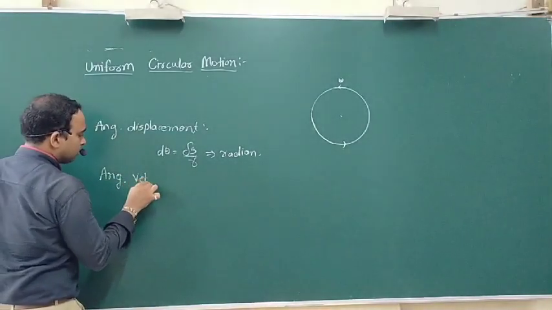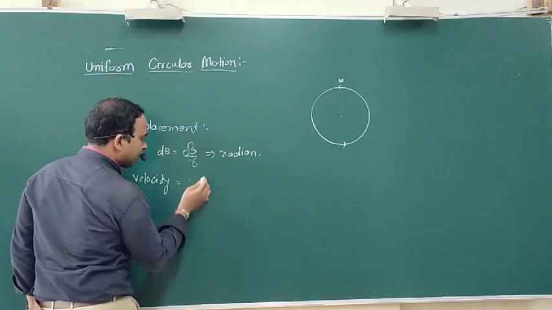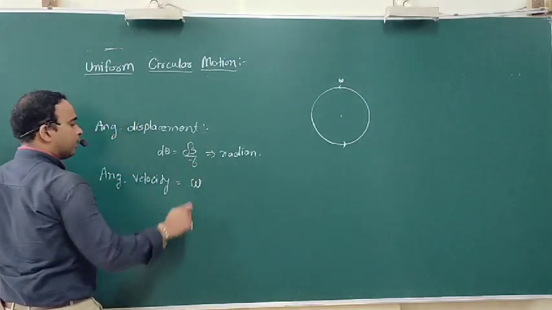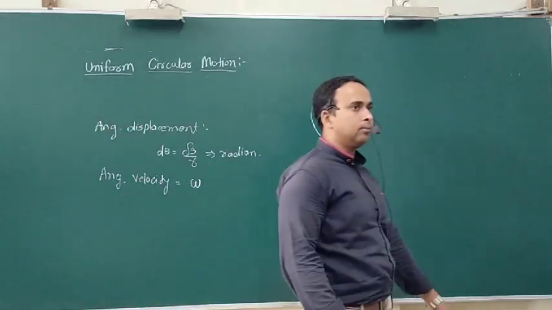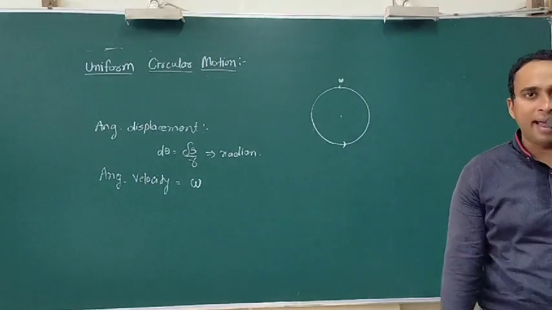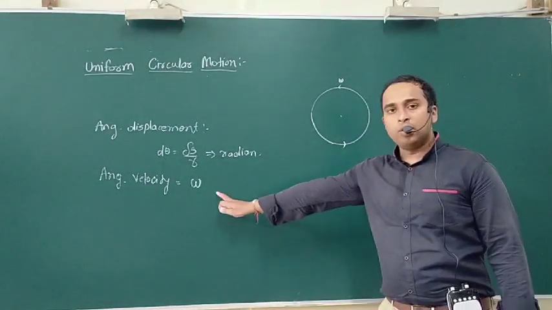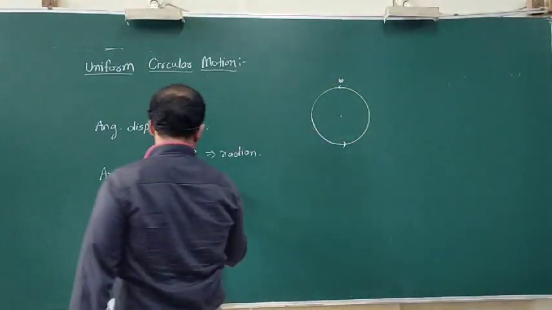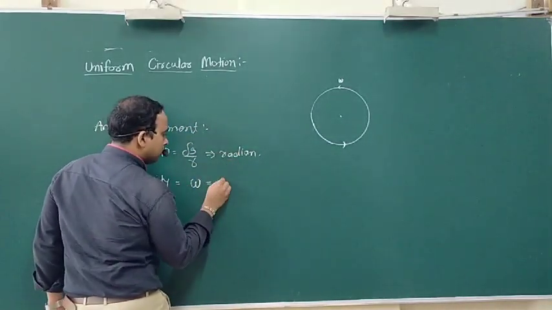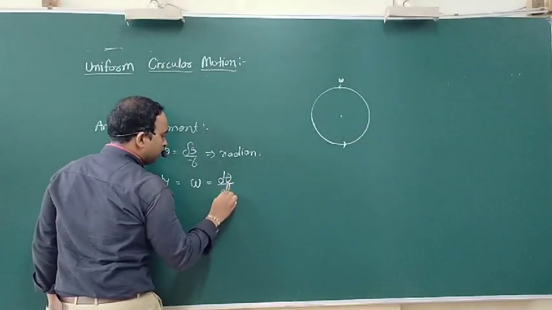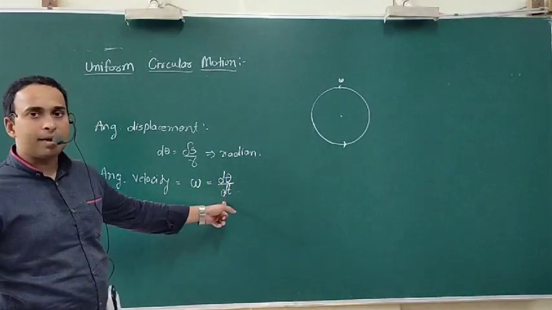Next point, that is angular velocity. Angular velocity is denoted by omega. So what is meant by angular velocity? The rate of change of angular displacement with respect to time is known as angular velocity. The formula for angular velocity is ω equal to dθ upon dt.